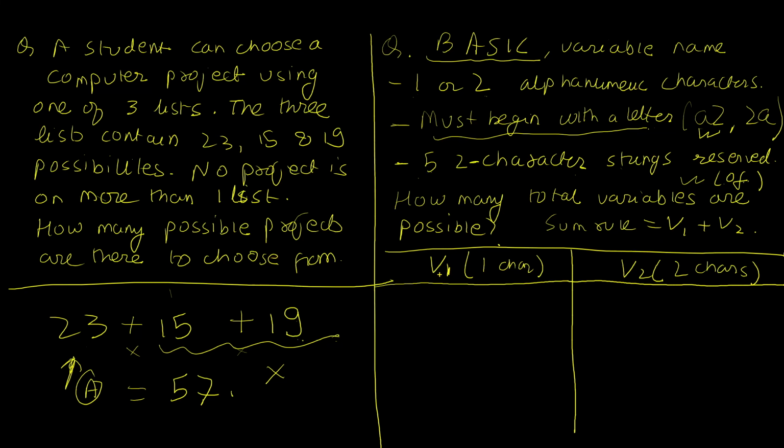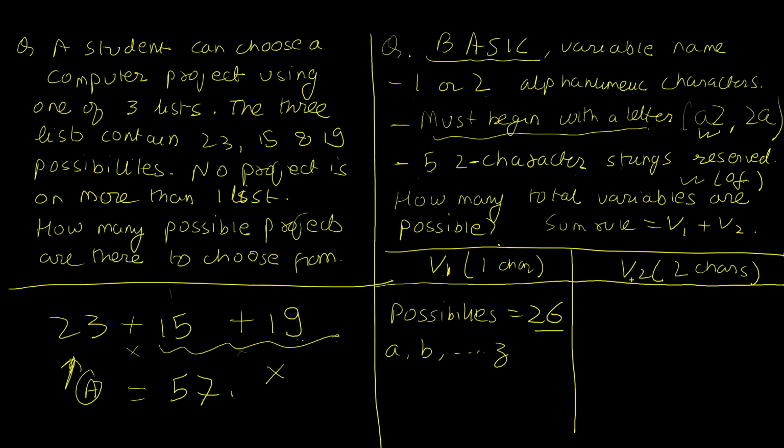Now to find the value of v1, it's really easy because v1 is just using one character, and we know that for one character, since it must begin with a letter, the number of possibilities is just the letters, and that would be equal to 26 distinct possibilities from A to Z. And that is all for this case. So these will include variable names like a single A, single B, all the way up to a single Z. So these are 26 distinct variables.